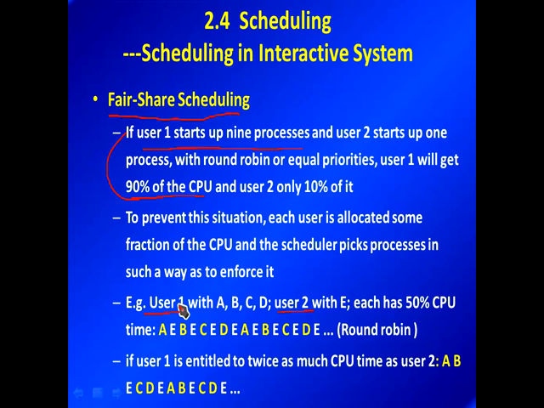So it means if user 1 has 4 processes to run and user 2 has only 1 process, you can see process E from user 2 will get more CPU compared to the other processes, because process E is the only process owned by user 2. So this is, if we choose round robin scheduling for these two users with different numbers of processes, a possible scheduling execution order.